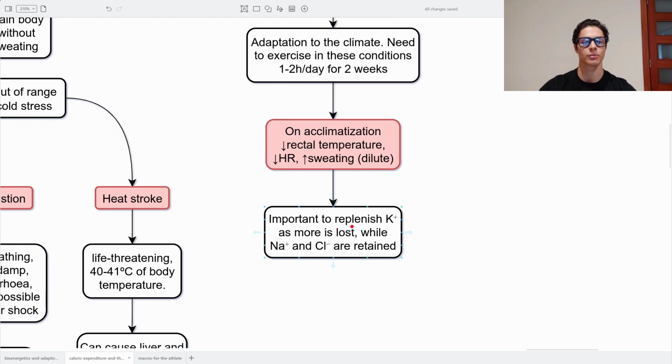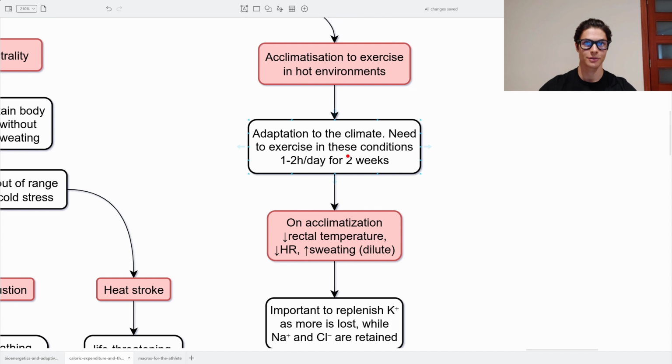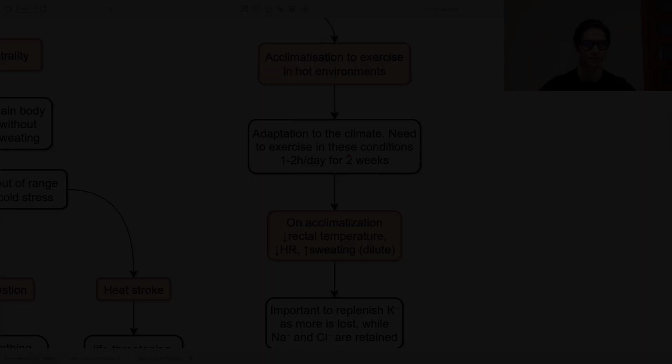And it's important to replenish potassium because there is a lot of potassium loss while there is a retention of sodium and chlorine in sweating. So very, very important to replenish potassium. And you have to know that acclimatization is reversible. That means if you stop exercising in those conditions, you're going to lose that adaptation.